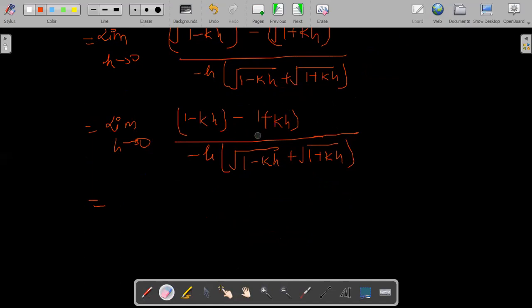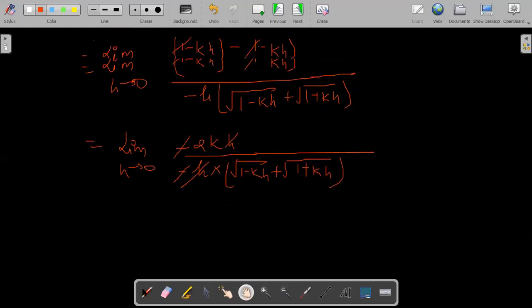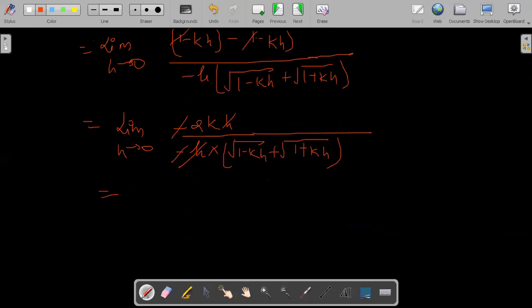So this minus will change the expression's signs here. So this is minus 1 minus 1 minus kh, which is minus 2kh, so limit minus 2kh upon minus h into root over 1 minus kh plus root over 1 plus kh. Substitute 0 whenever you are seeing any k. So I'm substituting root over 1 minus 0 plus root over 1 plus 0.